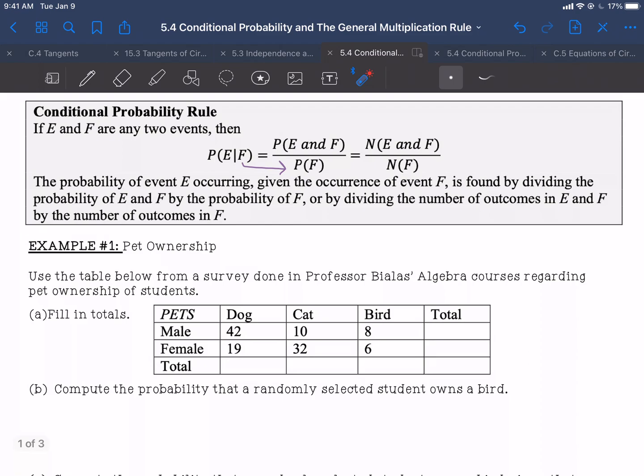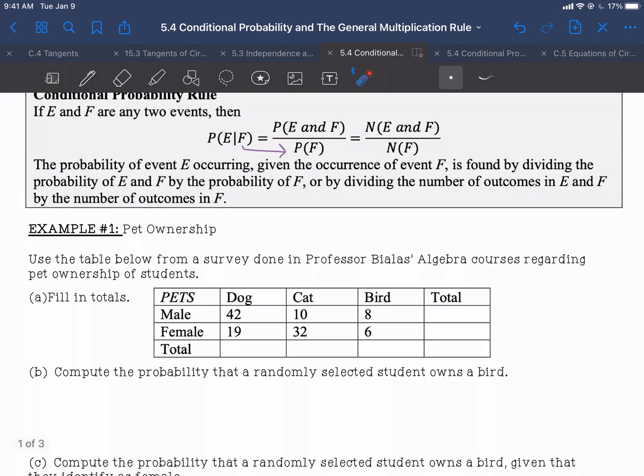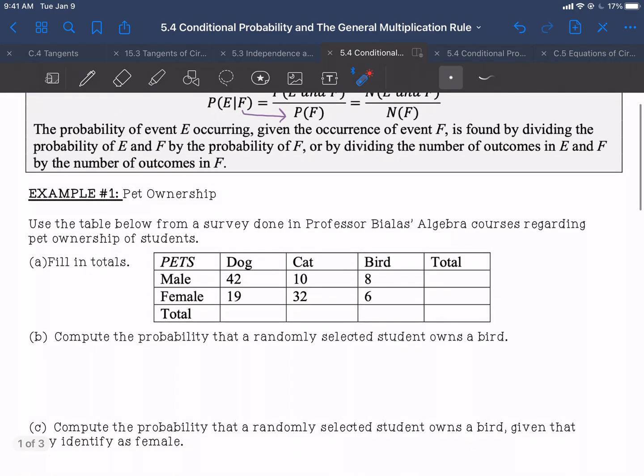All right, so let's take a look at this example. Use the table below from a survey done in Professor Bilas's algebra course regarding pet ownership of students. Okay, so first we have this table. It could be called a two-way table or contingency table. We're going to fill in the totals.